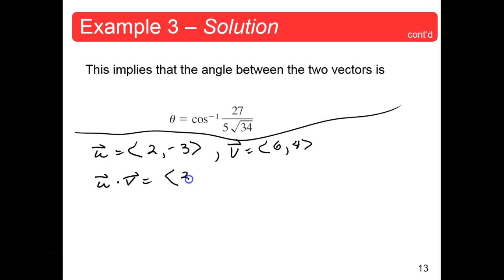Okay. If you do 2 times 6, that's 12. And -3 times 4, that's -12. So that is 12 minus 12. And sure enough, that is 0. So therefore, you have just shown, proven, absolutely beyond a shadow of a doubt, those are orthogonal vectors. Okay? Good deal.